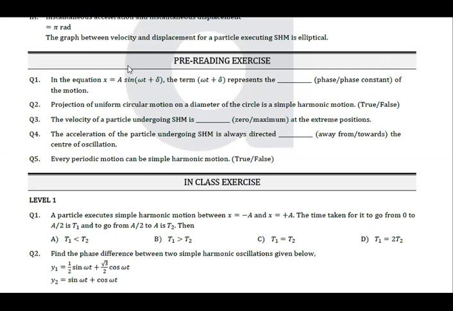So when you talk about question number 1, I can say, think about it. The particle executes simple harmonic motion between x equal to minus A and x equal to plus A. The time taken for it to go from 0 to A by 2 is t1, and from A by 2 to A is t2. We know that. Tell me, everyone, what is the answer of 1?